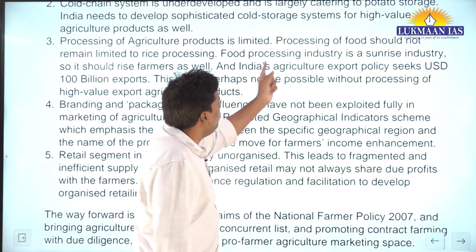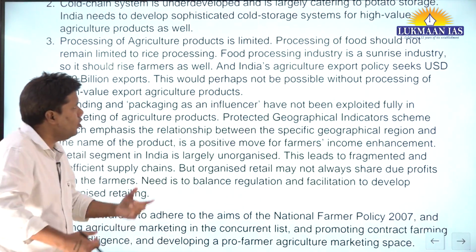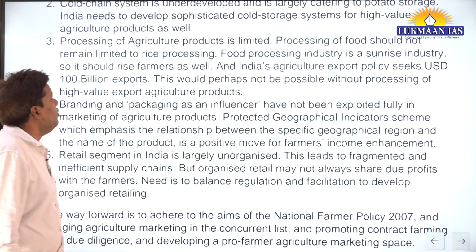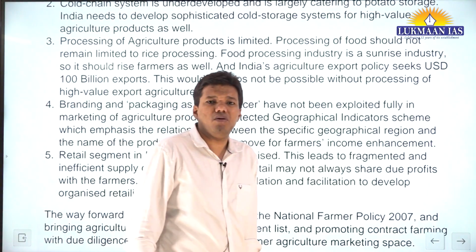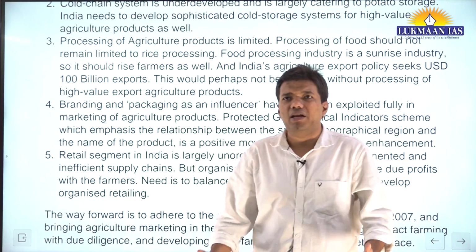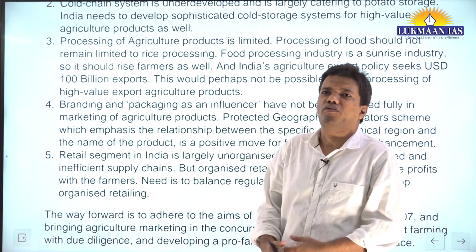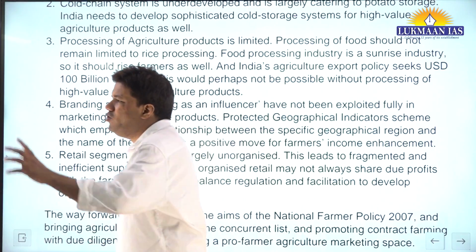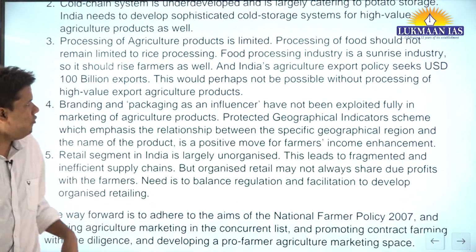Okay, you can write a statement like this. It will come naturally to you when you practice a lot. Food processing industry is a sunrise industry, so it should rise farmers as well. When you say that industry is a sunrise industry, then for whom is it going to rise? Mainly farmers. In the food processing value chain, maximum due should go to the farmer.